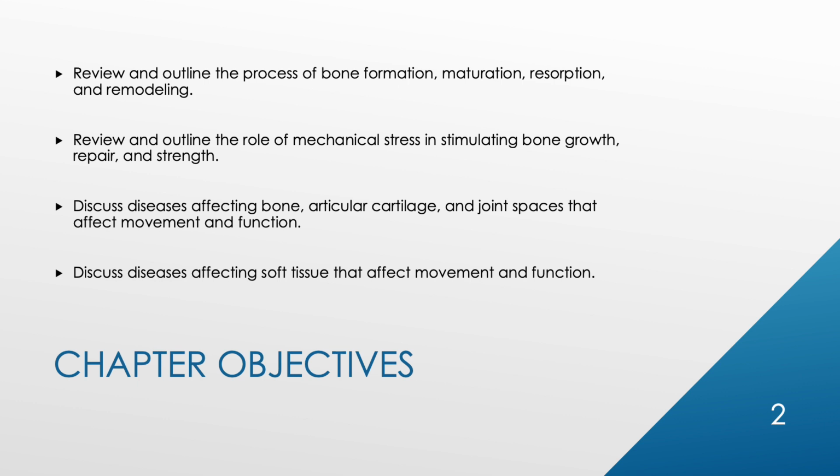include reviewing and outlining the process of bone formation, maturation, resorption, and remodeling. Review and outline the role of mechanical stress in stimulation, bone growth, repair, and strength. Discuss diseases affecting bone, articular cartilage, and joint spaces that affect movement and function, and discuss diseases affecting soft tissue that affect movement and function.